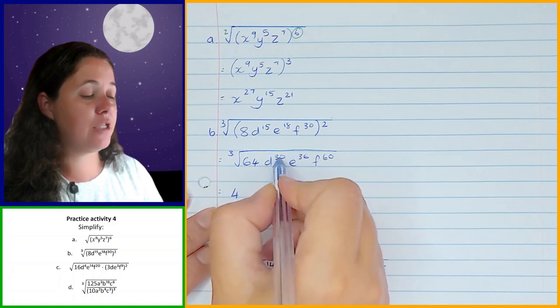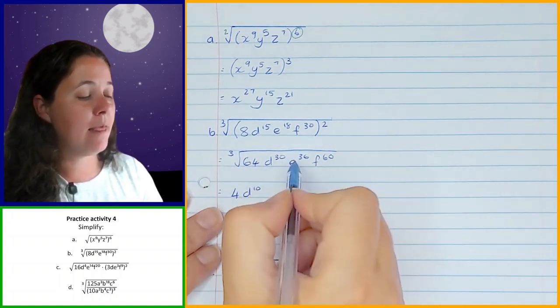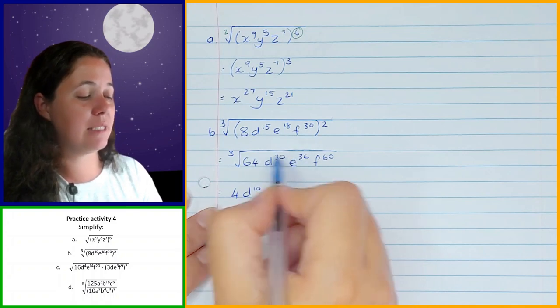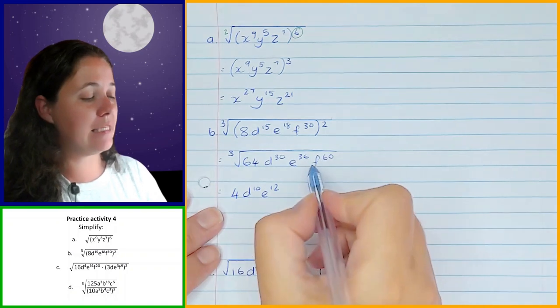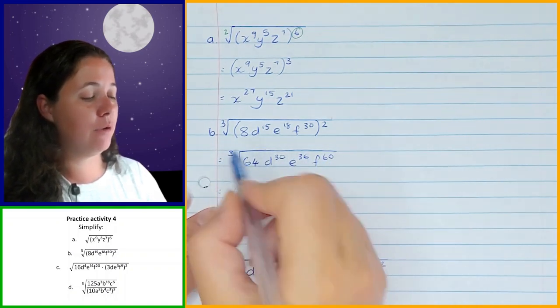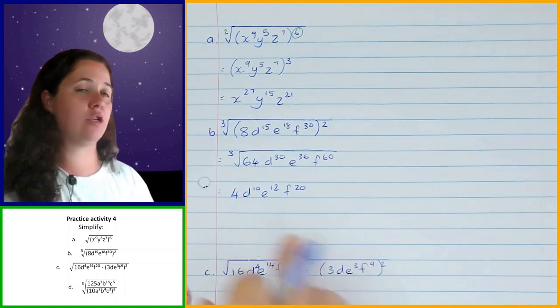D to the power of 30, I'm going to divide the 30 by 3, and that gives me d to the power of 10. E to the power of 36, I divide the 36 by 3, that gives me e to the power of 12. And f to the power of 60, divide that by 3, and that gives me f to the power of 20. So that's what you should have got for question B.